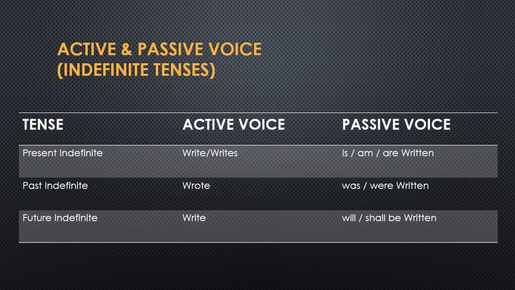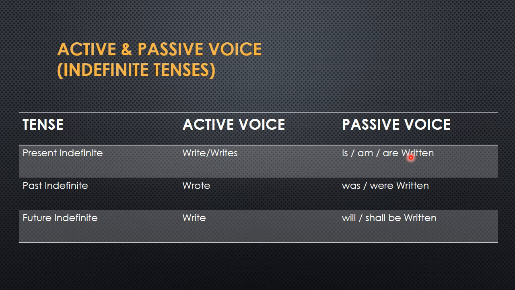Understand? Okay students, as we are doing indefinite tenses today, I have made a table of indefinite tenses here. So in present indefinite tense, we use the first form of verb. Okay, and in active voice we use the first form of verb, but when we make the passive voice of present indefinite tense, we will use these helping verbs: is, am, and are, and the third form of verb. Understand?